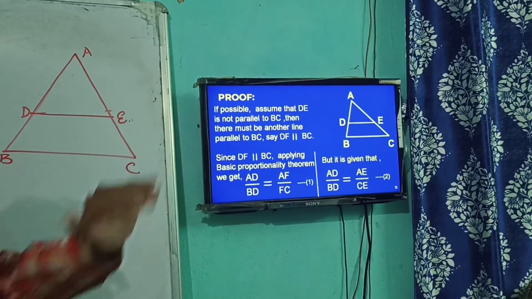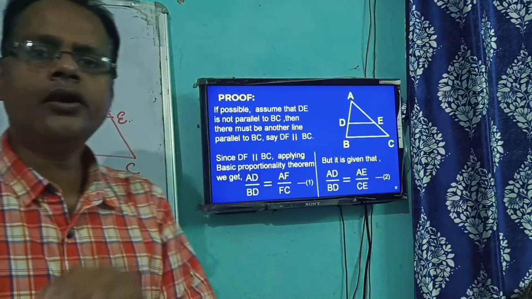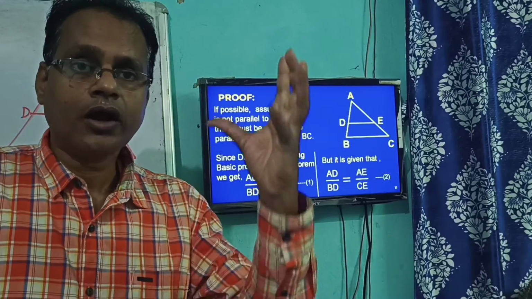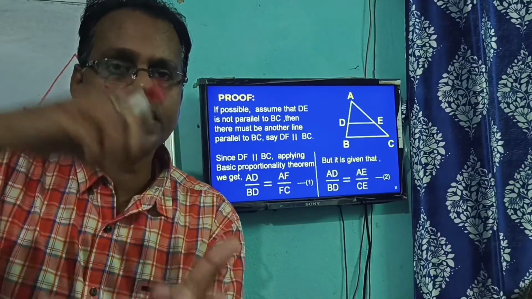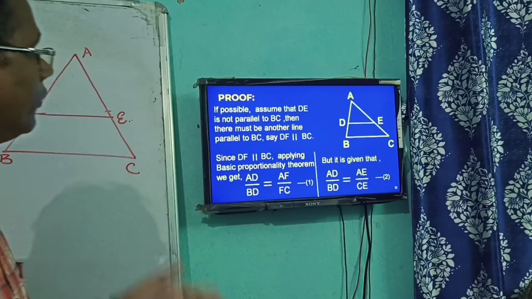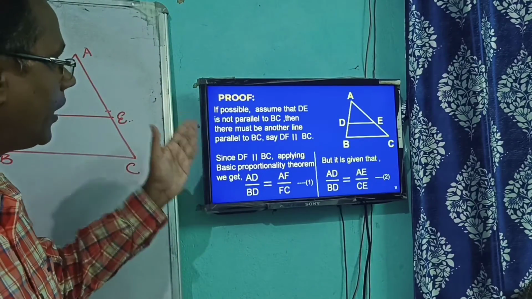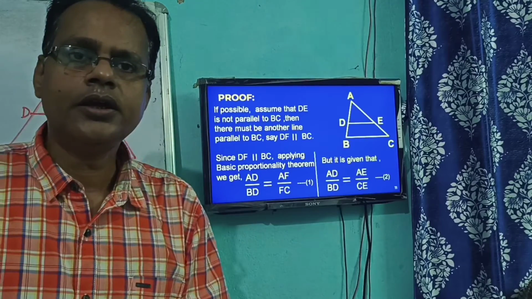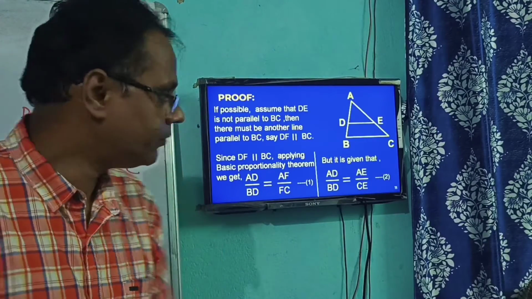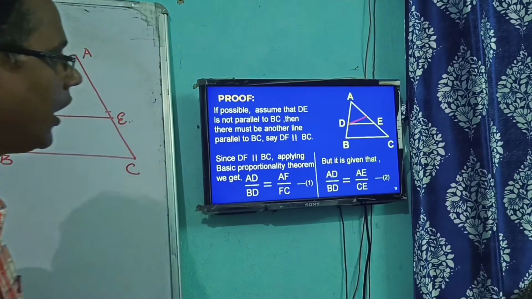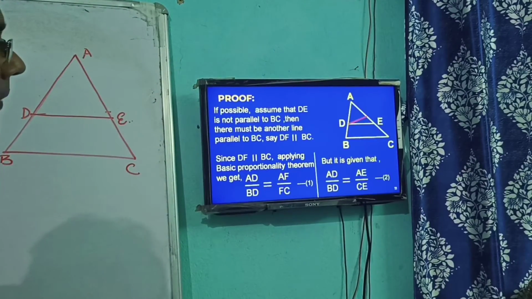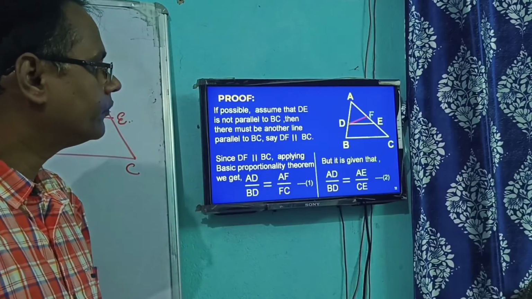Then there will exist another line parallel to BC. This is the condition. We are assuming that DE is not parallel to BC. With this condition, there must be another line parallel to BC. Say DF is parallel to BC. You see, I have drawn here another line DF that is parallel to BC.